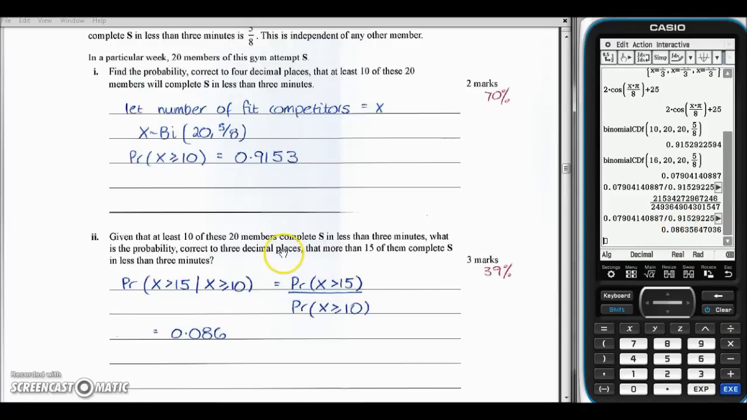So this time 3 decimal places. Make sure you read this carefully. They tend to play around with the number of decimal places, try to trip you up. So moving on.